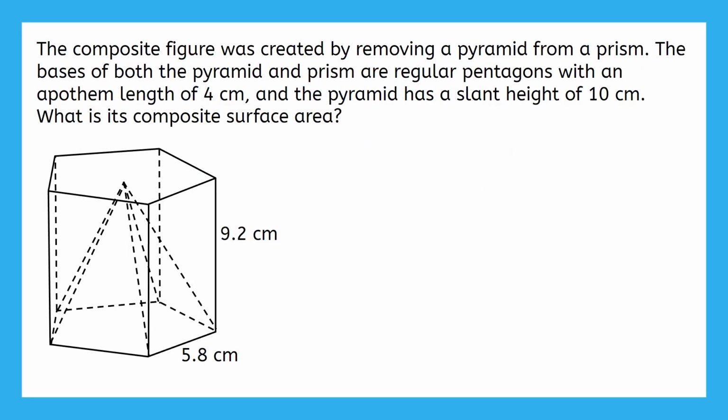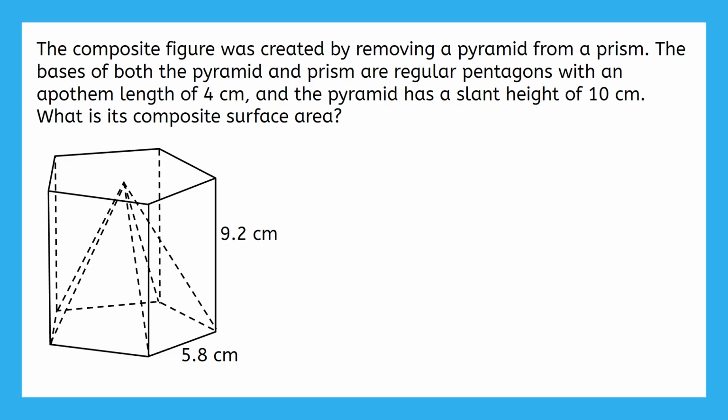Our second example problem says that the composite figure was created by removing a pyramid from a prism. The bases of both the pyramid and prism are regular pentagons with an apothem length of 4 centimeters, and the pyramid has a slant height of 10 centimeters. What is the composite surface area?